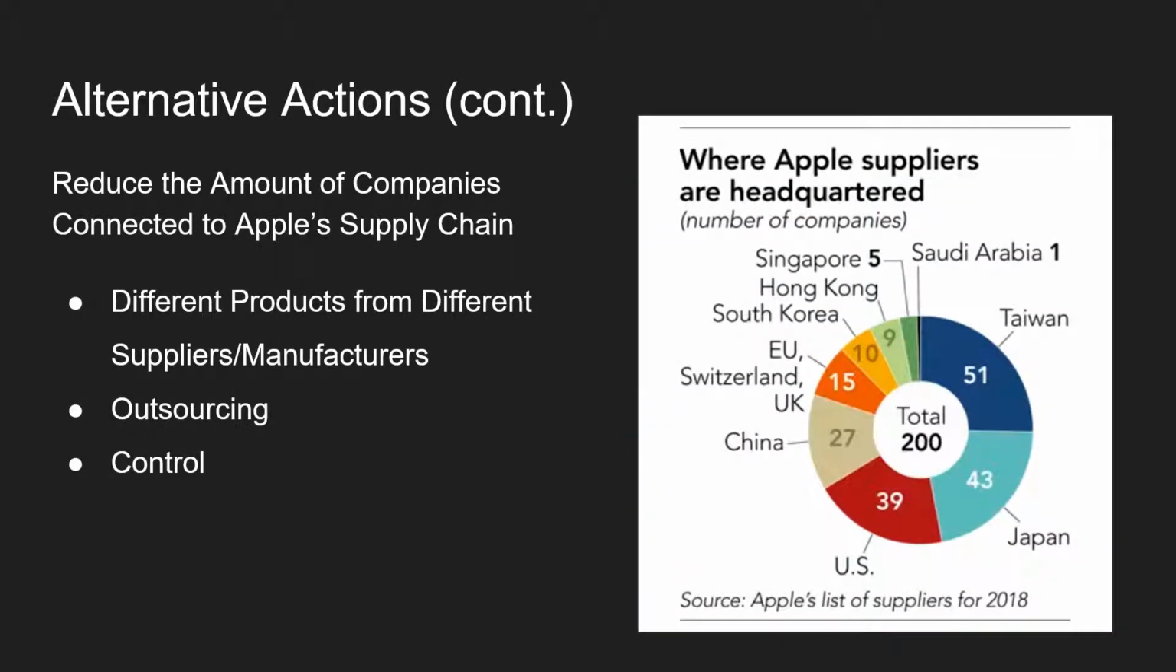Another alternative action to relying on so many subcontractors is to reduce the amount of companies connected to the Apple supply chain. Apple has many companies connected to them in which they rely on. The top 10 companies all make different products. If Apple were to shorten this and find suppliers that make multiple products and suppliers that they can use for multiple resources, they could cut their buying and operating costs. They would also have more control over their product and their suppliers, while still outsourcing and still being able to concentrate on designing their products.